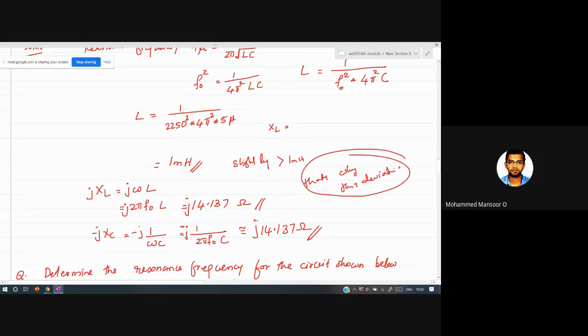Clear? So actually at resonance with the corrected exact value, both come as 14.137. The L value calculated on the calculator is rounded to 1 millihenry, hence the variation. Anyway, at exact resonance condition, inductive reactance is equal to capacitive reactance, and the total impedance at resonance will be your resistance.